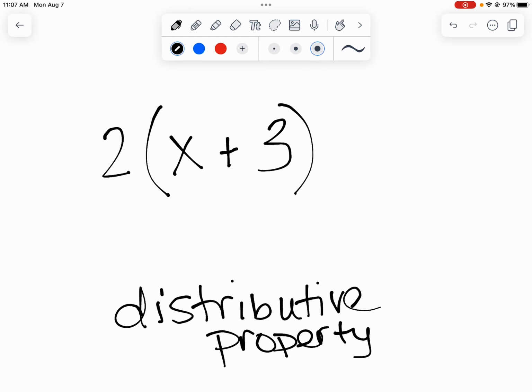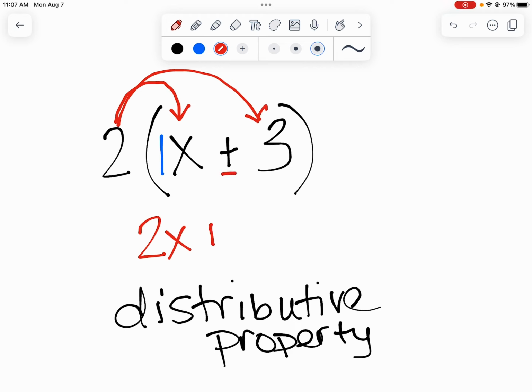right here. Well, the first thing you always want to do, if there is no number in front of x, you're going to put a 1. And we're going to make a rainbow. So the 2 is going to go to that 1x first. So we're going to multiply. What is 2 times 1x? Well, 2 times 1 is 2, and you have to keep the x. And then 2 times a positive 3. Make sure you look at this positive sign here, okay? 2 times positive 3 is a positive 6.